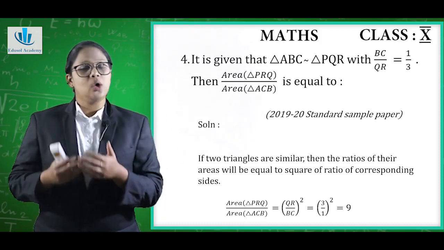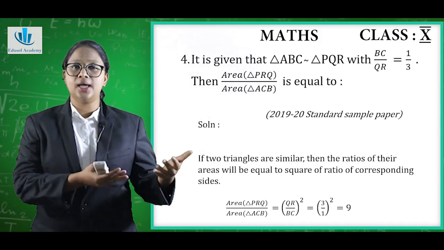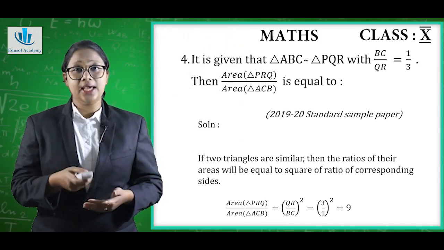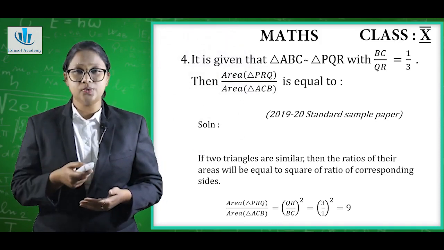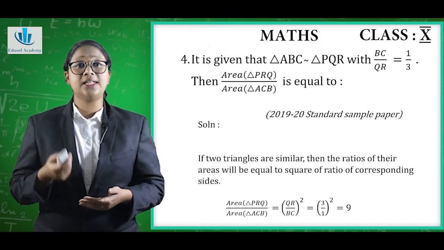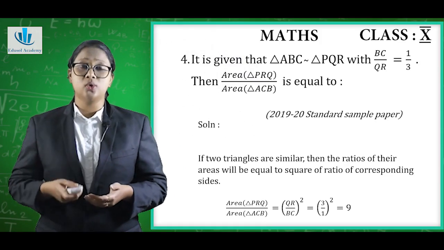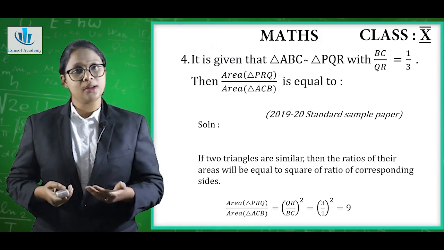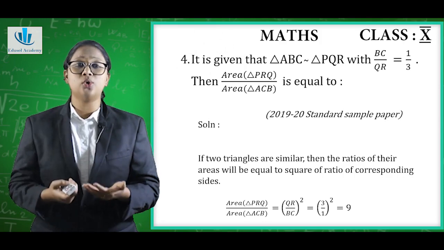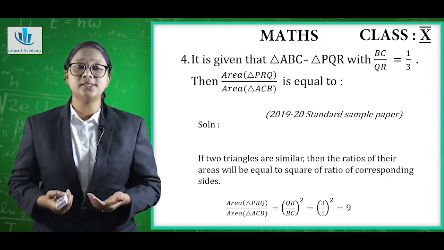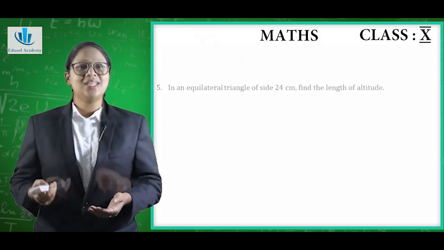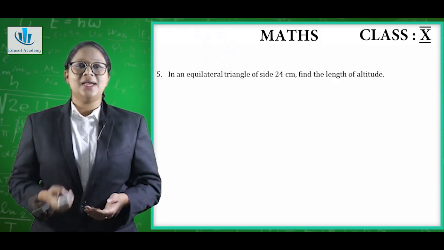Now it's easy. Whole square will give you the area of the triangles. So area of triangle PRQ by area of triangle ACB will be equal to 3 by 1 the whole square, or 3 square, which is 9. So the ratio of areas of those two triangles is equal to 9. Let's move on to the next question.